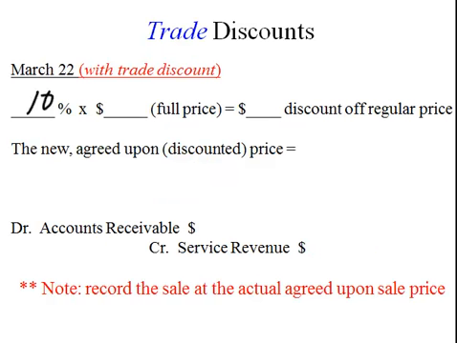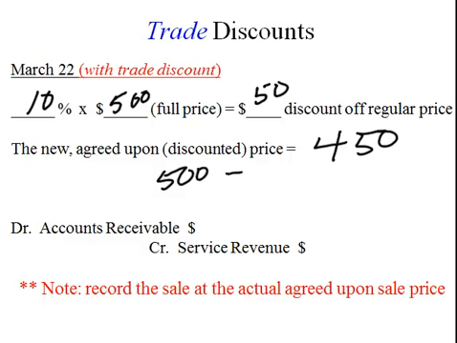We're offering a 10% discount on the $500 full price amount, so we are in effect offering a $50 discount. The new agreed upon discounted price is $450, the $500 full price minus the $50 discount. The journal entry will be the agreed upon sale price of $450.